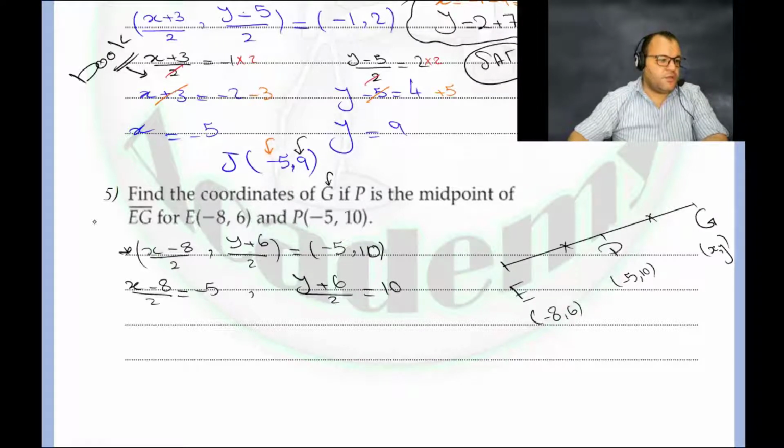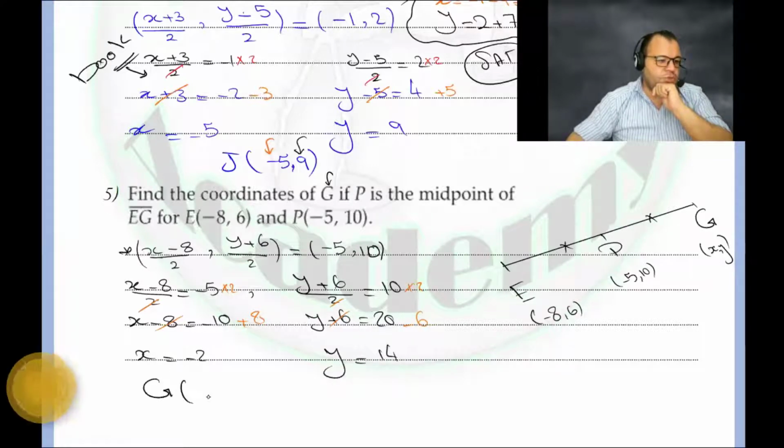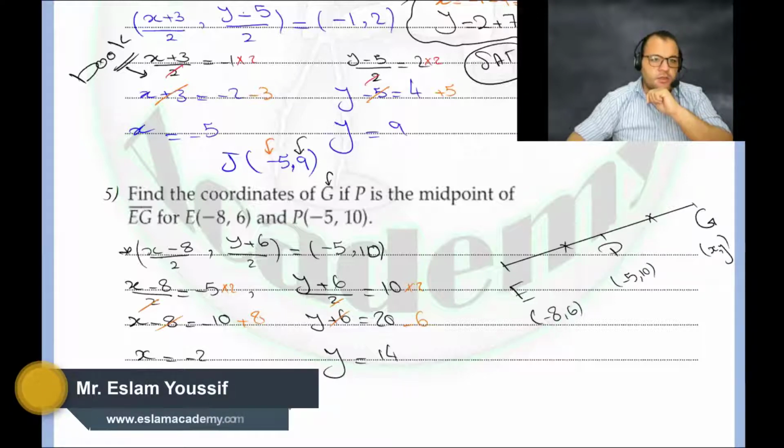Then by solving, we need to multiply by 2. So X minus 8 equals negative 10, and Y plus 6 equals 20. It means adding 8 and subtracting 6. So X will be negative 10 plus 8, which is negative 2, and Y equals 14. So the ordered pair for the point G will be negative 2 and 14.